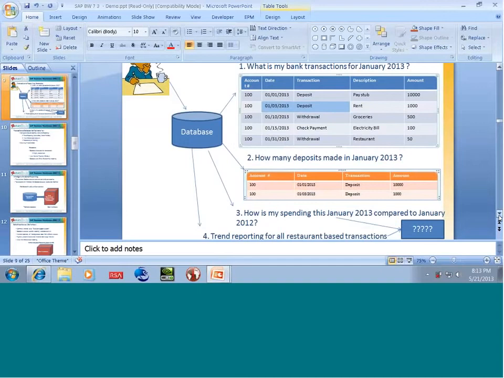How is my spending this January compared to January of my prior year, which is 2012? Would I be able to do this kind of analytical reporting using the transactional data?